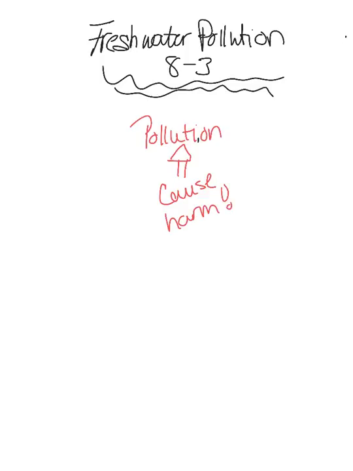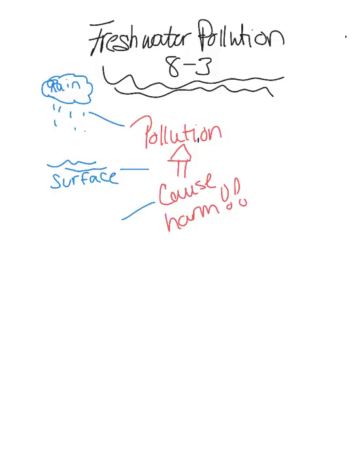Okay, so when we're talking about causing harm to the water, there's actually 3 types of water that can experience pollution. There's rainwater, that says rain. There's surface water, and there's groundwater.